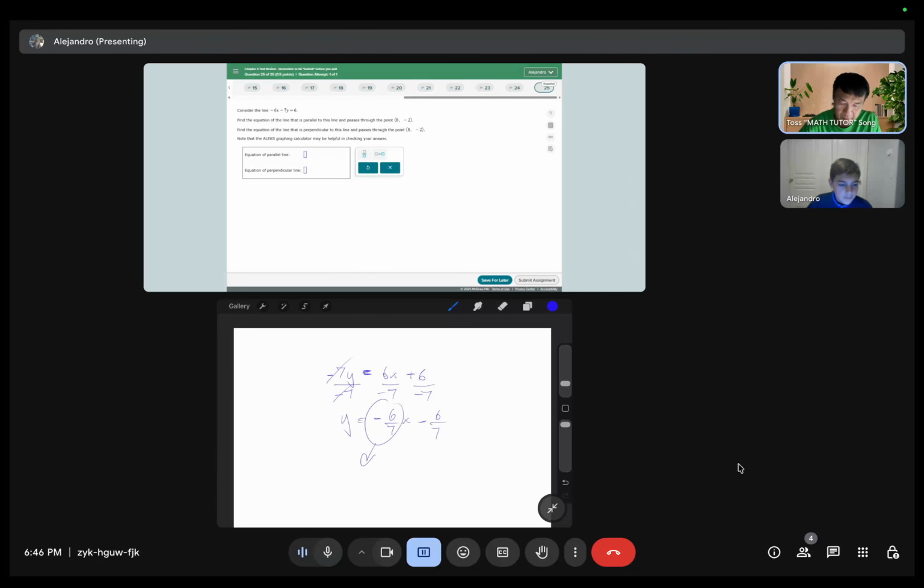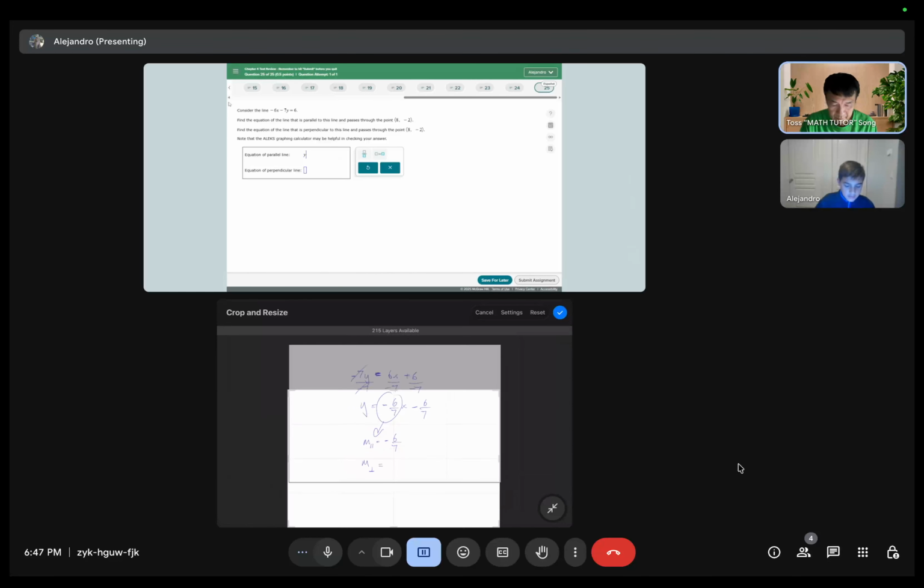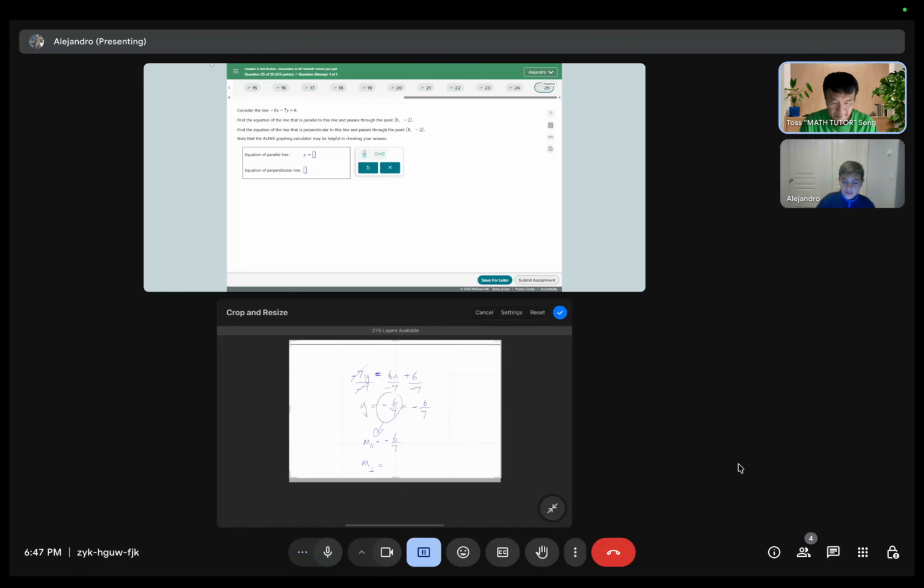And this will be the slope. But double check if you follow. This will be m parallel, which is going to be the same. And then we have m perpendicular. So oh, I'm not done. Sorry. You have to plug in, right? Yeah. Plug in what?